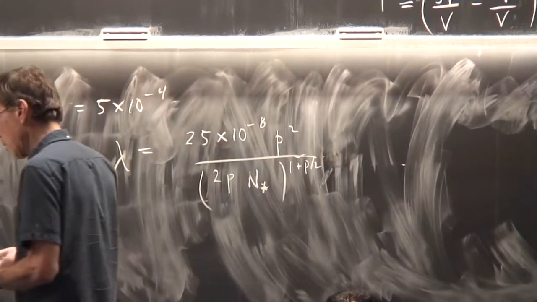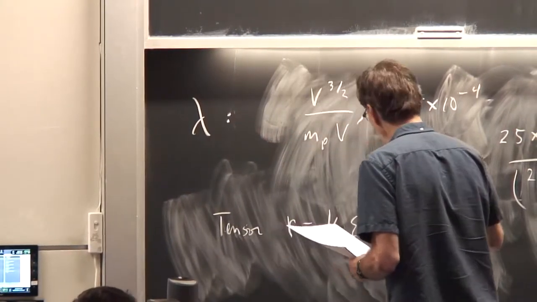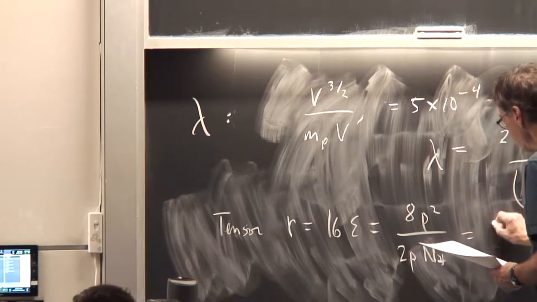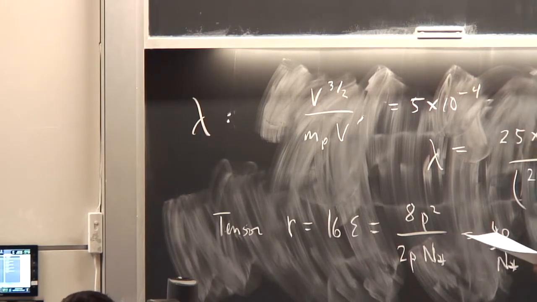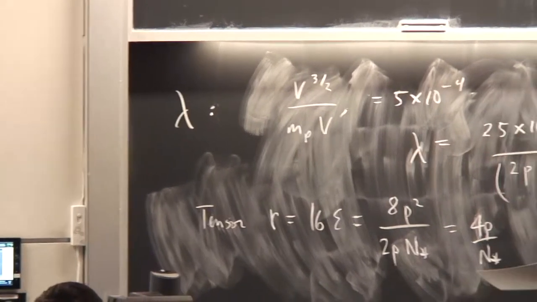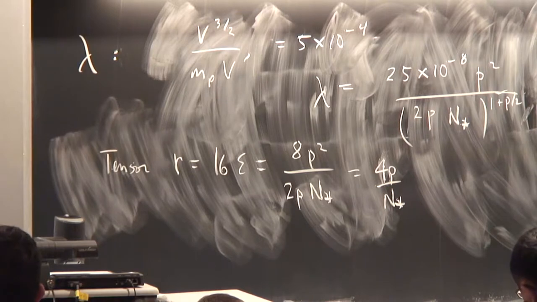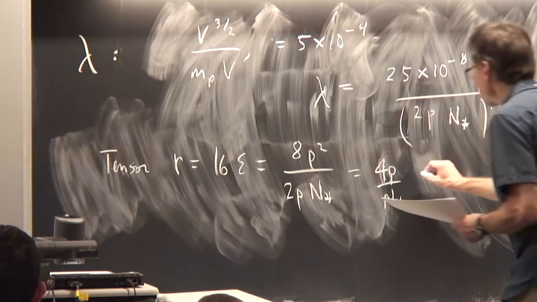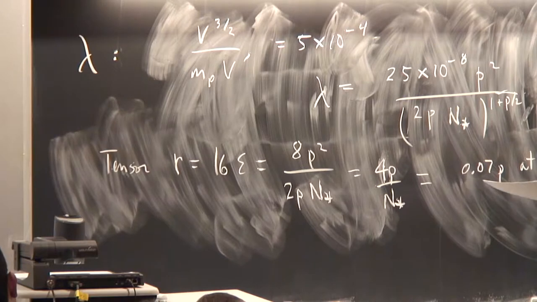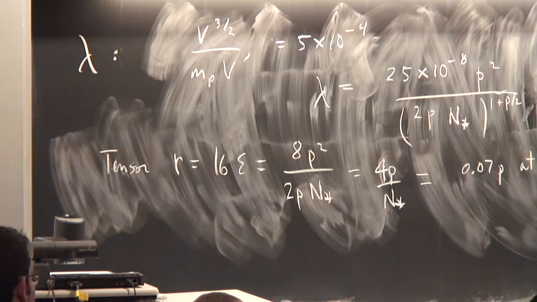Whereas the tensor to scalar ratio, so that's 16 epsilon, that's equal to 8 p squared over 2p N star. Well, that's 4p over N star. And so if you put these things together, you can start to see where tension would arise. So for instance, this is equal to 0.07p if N star is equal to 55, which turns out to be a kind of typical value.